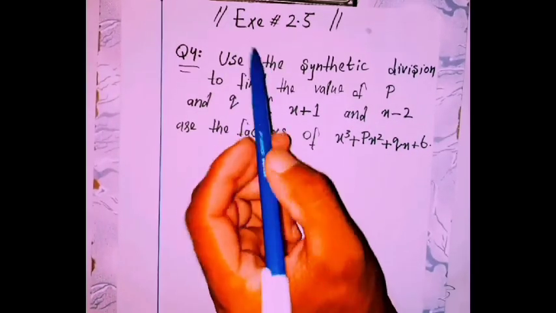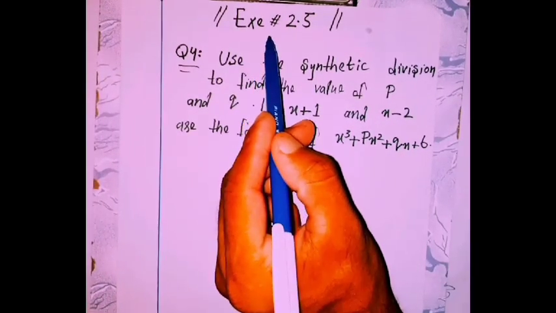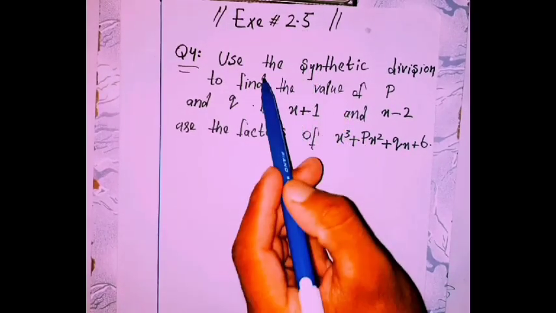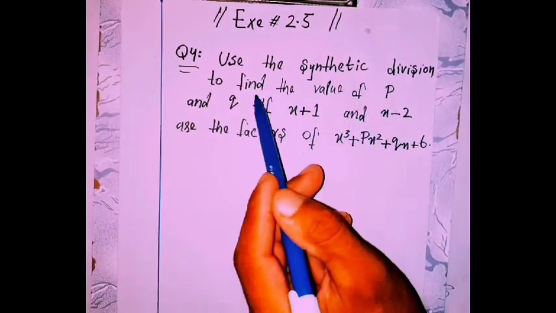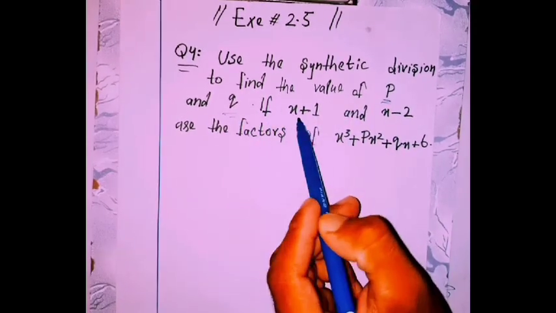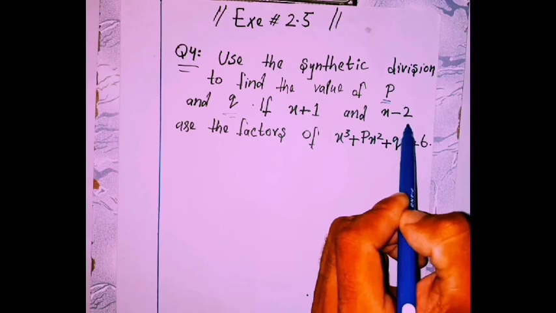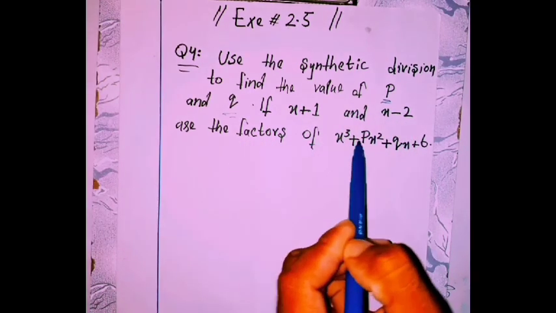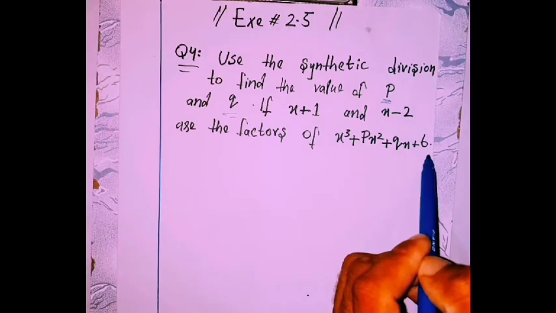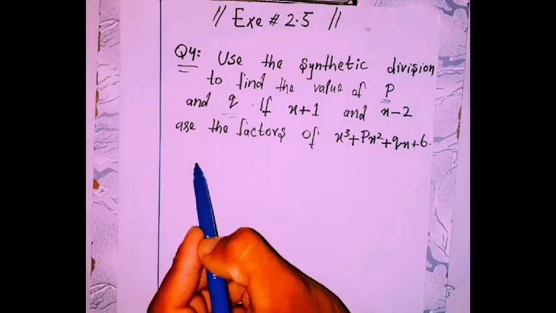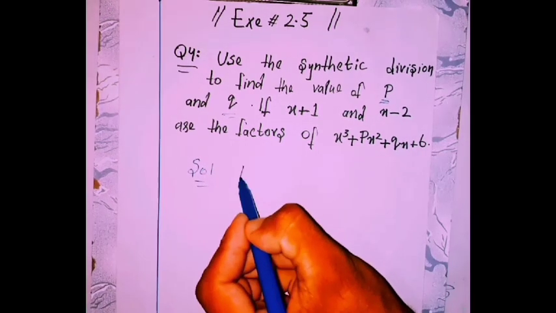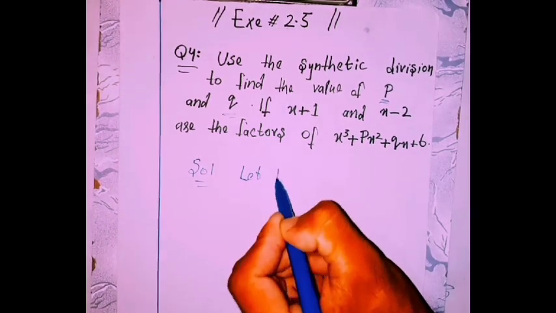In this video I'm going to discuss question number 4 of exercise 2.5. Use the synthetic division to find the values of p and q if x plus 1 and x minus 2 are the factors of x cube plus px square plus qx plus 6. So here we have to use the synthetic division to find out the values of p and q.